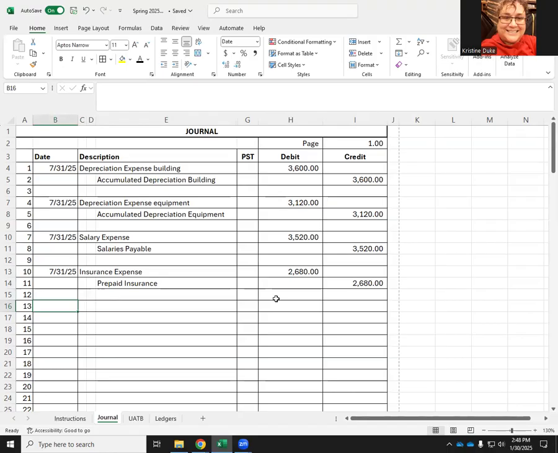What's fees earned but unbilled? That one's easy. We haven't billed it yet. It's going to be accounts receivable. They can't pay it until we bill it.